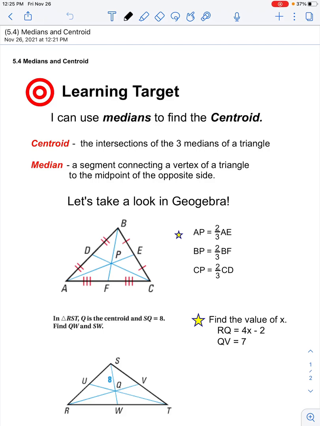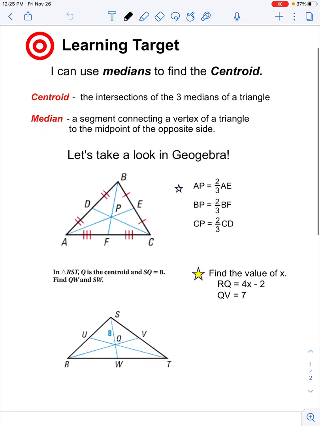Alright, hello geometry. We are doing lesson 4. We're going to talk about medians and centroid. So the centroid is the point where all three medians of a triangle intersect. And a median is a segment connecting a vertex of a triangle to the midpoint of an opposite side.